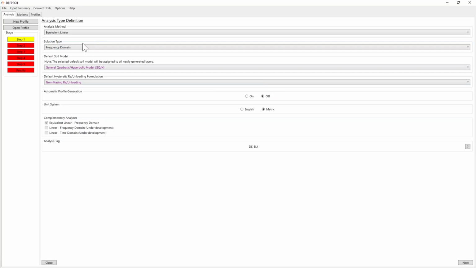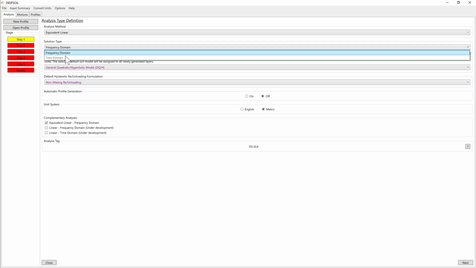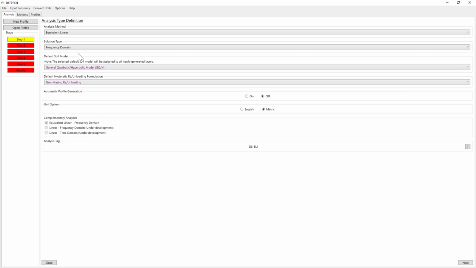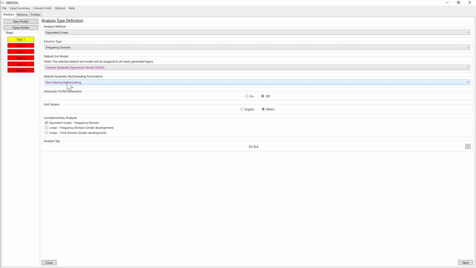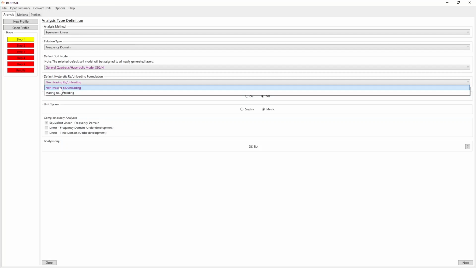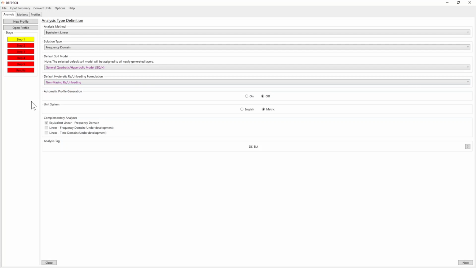If you click on equivalent linear analysis, you'll see the following options here. So solution type, you can solve the equations in the frequency domain only in an equivalent linear analysis. You have different soil models, and we'll go over these different soil models in the training session, so I won't dive into this today. You can see here that the preferred approach appears in purple, and that's the GQH model. Same thing for the hysteretic unloading formulation. And you have the choice between non-masing and masing. We'll see what that means in the session, but remember that masing should not be used.